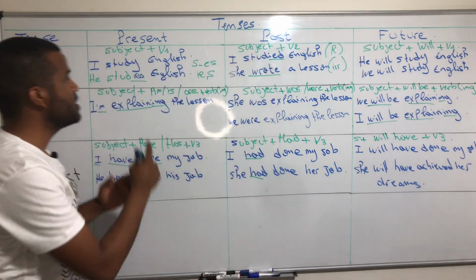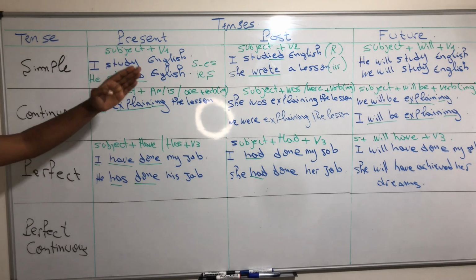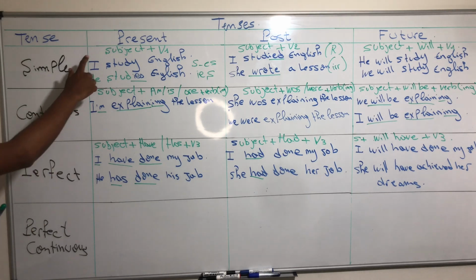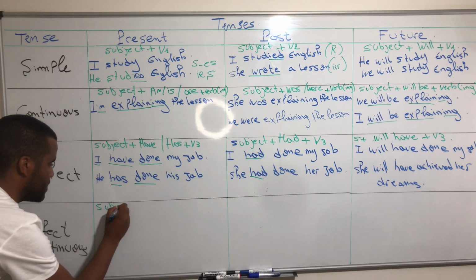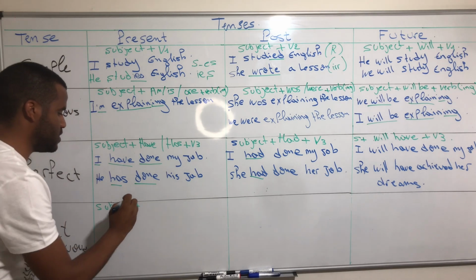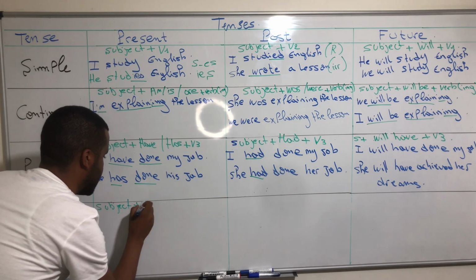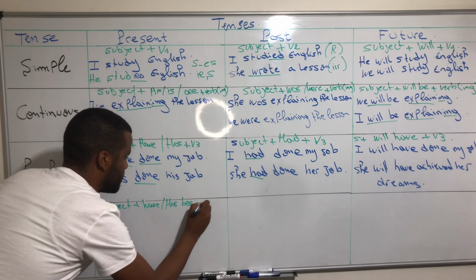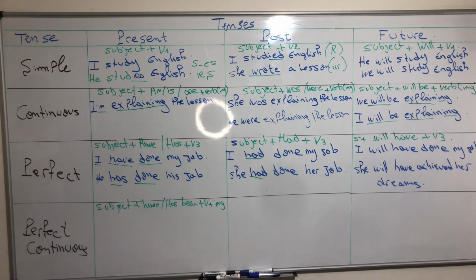Good. We move to the other part. We have present perfect continuous, past perfect continuous, and future perfect continuous. When we have present perfect continuous, the rule is the subject plus have or has been, plus verb plus ing form.